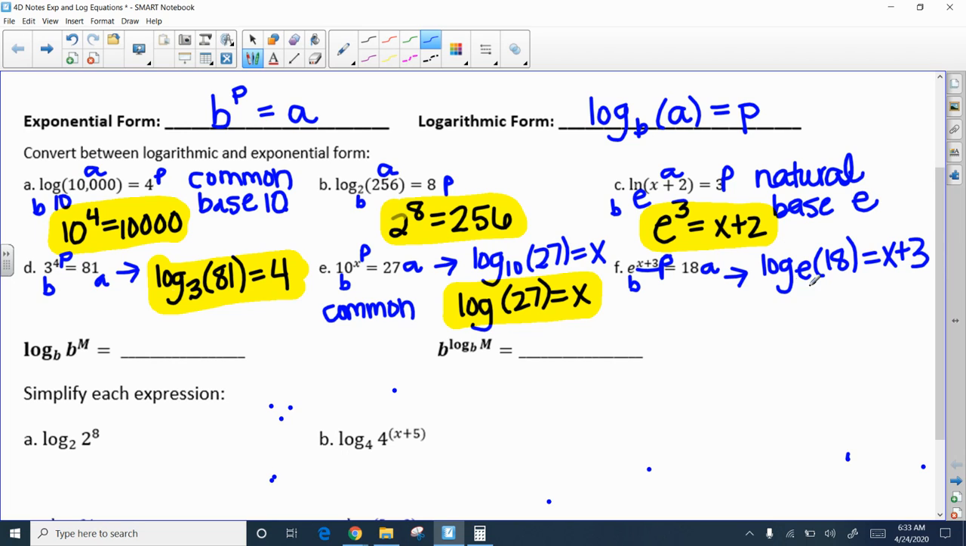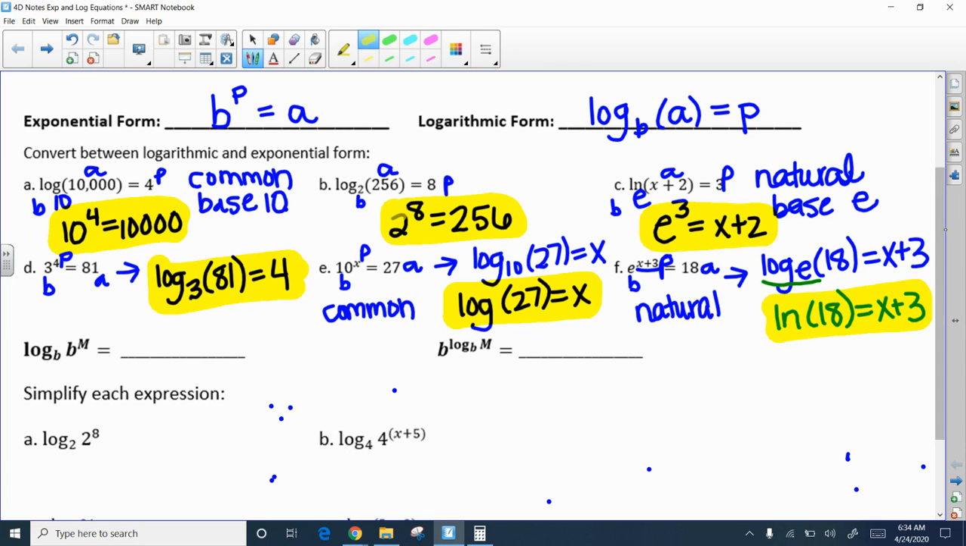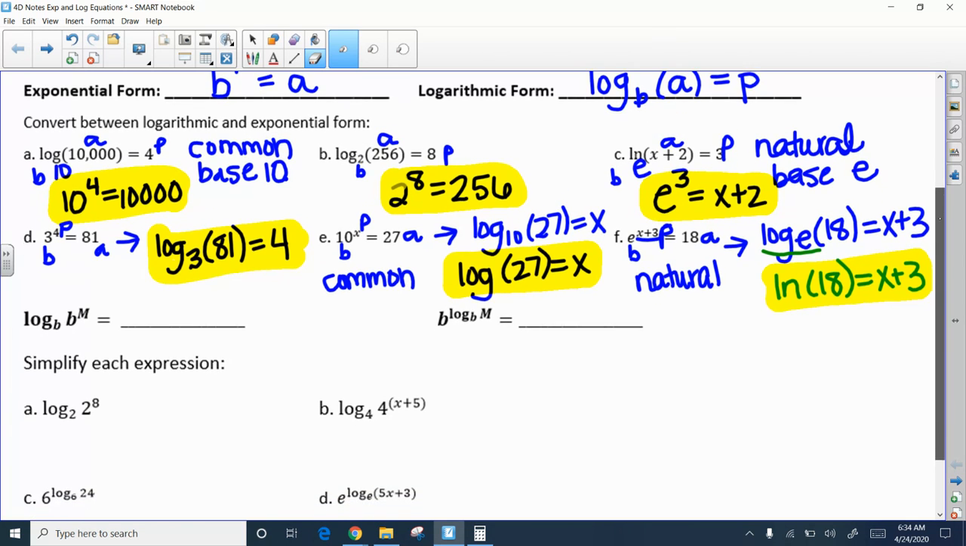Now again, this is one of our special ones. We would never see it written as log base e. Any logarithm with a base e is the natural logarithm. So instead of writing log base e, we would write that as natural logarithm, or ln. So the way we would want to write this is natural log of 18 equals x plus 3. Okay, so that's one of the strategies we can use if we're solving logarithmic and exponential equations. So if you feel comfortable with that, you can use that strategy.